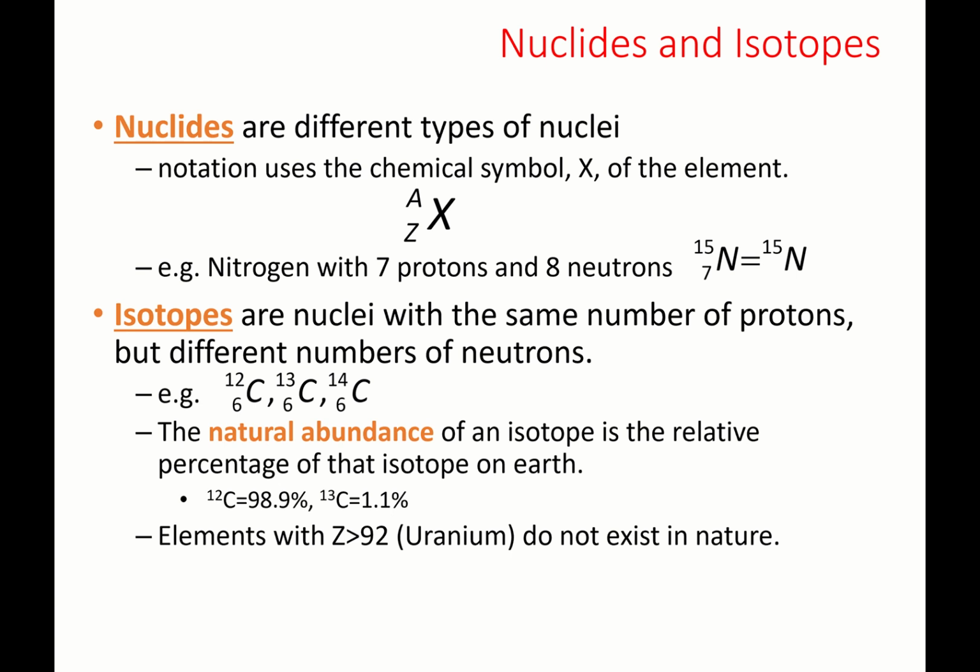Now, different nuclei with the same atomic symbol can have different numbers of neutrons, and that will make them an isotope. So carbon, for example, you've heard of carbon-14 dating, I'm sure. Carbon normally occurs in nature as carbon-12 with 6 protons and 6 neutrons, but there's about 1% that's carbon-13 with 7 neutrons, and a much, much smaller percent that's carbon-14 that has 8 neutrons. Elements with more than 92 protons, which is uranium, do not exist in nature. They are only formed in the lab for very short periods of time or during nuclear reactions.